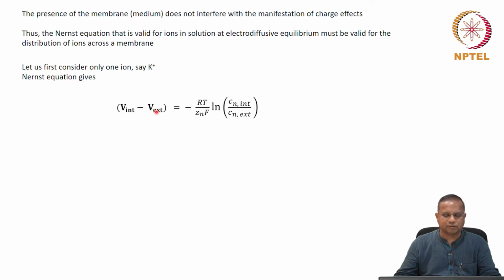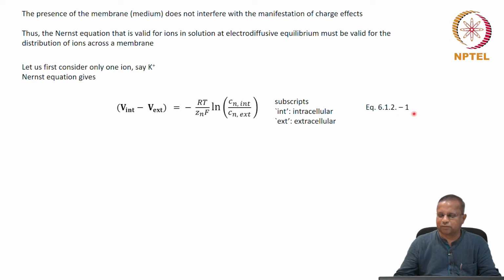in the extracellular space is nothing but minus RT by ZnF, ln, the natural log of the concentration in the intracellular space divided by the concentration in the extracellular space. Okay, this is what the Nernst equation tells us. Intracellular, extracellular, of course.